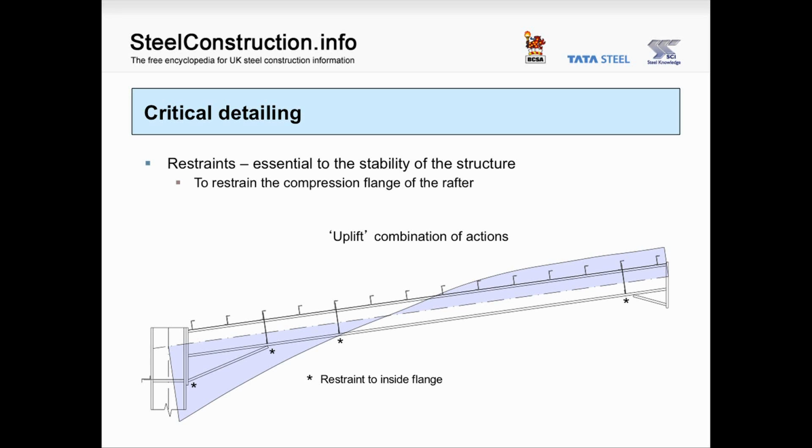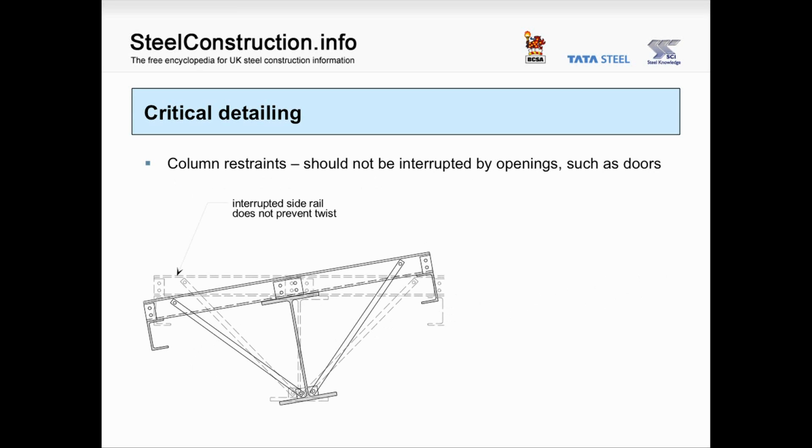Perhaps we don't need to provide as many as adjacent to the haunch because the bending moment diagram is rather less. So a typical restraint layout would have a number of restraints around the haunch and one or more restraints adjacent to the apex. Intermediate restraints to the inside flange of the column are quite important. If the side rail is interrupted, for example by a roller shutter door, then an interrupted side rail does not provide adequate restraint. So at the early stage, one would need to be careful to assess whether additional restraints are possible or not.